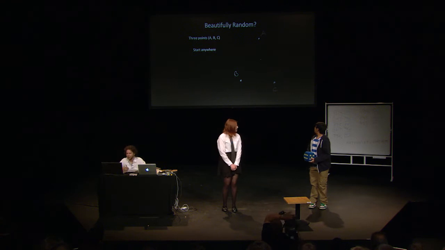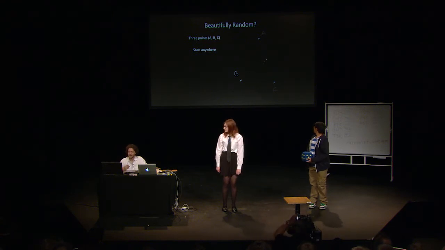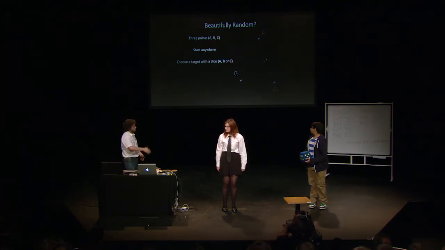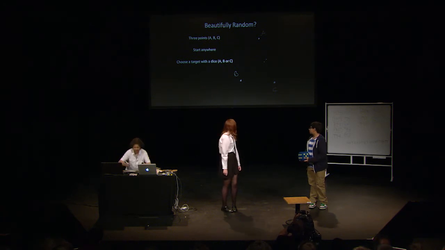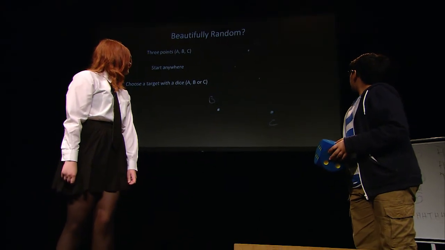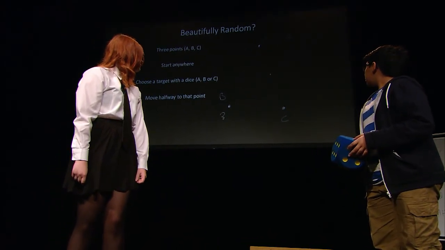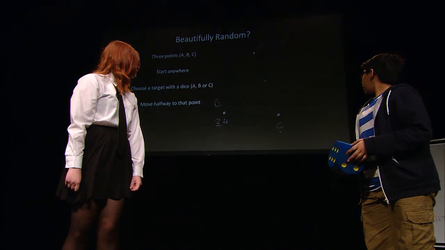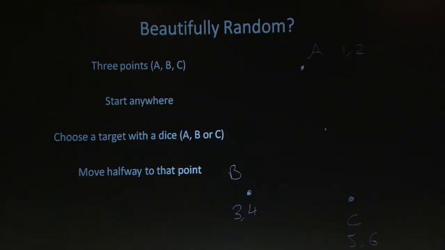So we're going to start anywhere. I'm going to put a point where I'm going to start. Just going to put it there. And we're going to choose a target with the dice. And if the dice lands on a 1 or a 2, we're going to go towards the A point. If it lands on a 3 or 4, we're going to go towards the B point. And if it lands on a 5 or 6, we're going to go towards the C point.